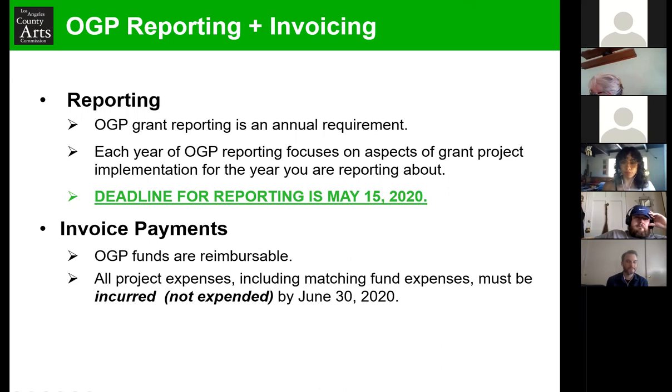In terms of reporting and invoicing, this is an annual requirement. Each year, the report allows us to hear a little bit more about the process by which you have implemented your project and how you're measuring your success. Year one really is focusing on how you've been able to implement and measure project benchmarks. You're going to want to report out on the kinds of activities you've completed so far, and you should communicate how you're reflecting on the progress of the project.